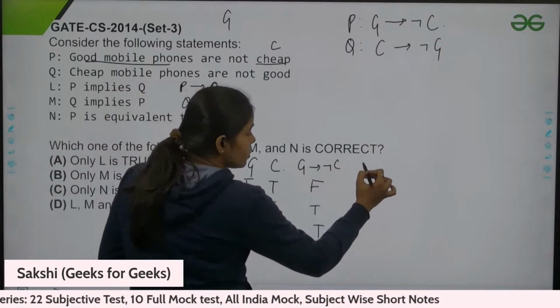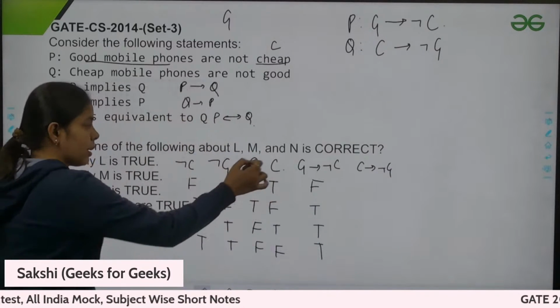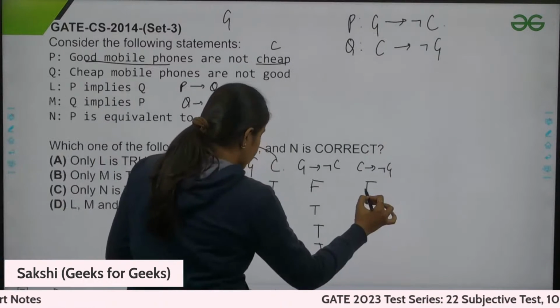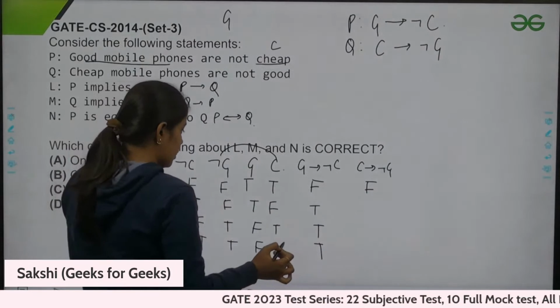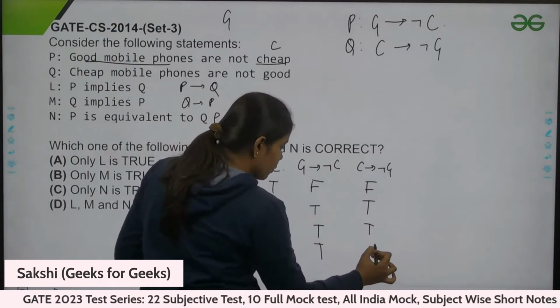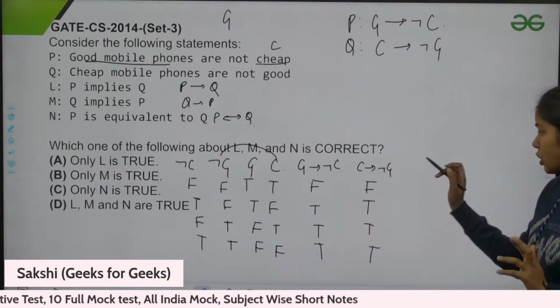Now I have to find out C implication negation of G. That means these two: true, false gives me false, and false, false gives me true, true, true gives me true, false, true gives me true. Now I have to find out P implication Q.